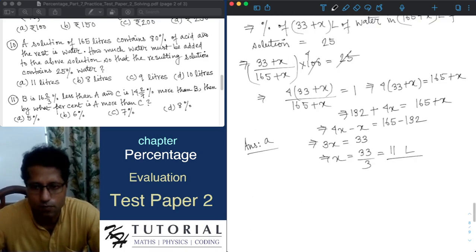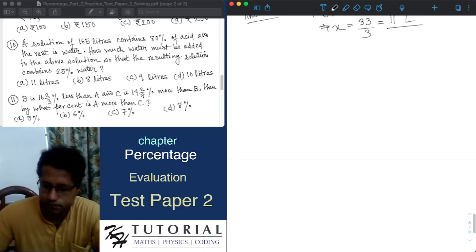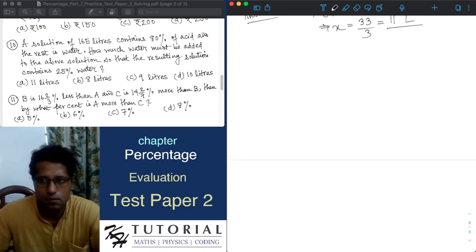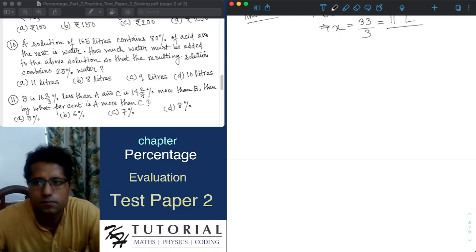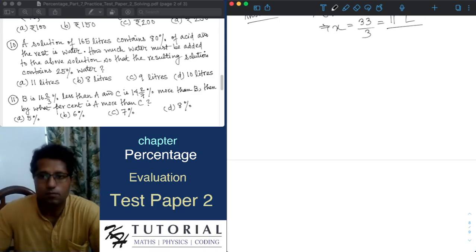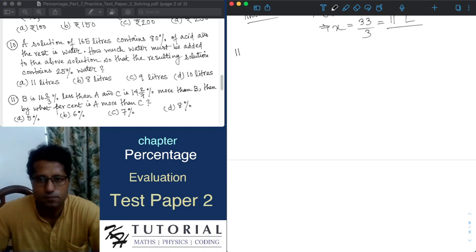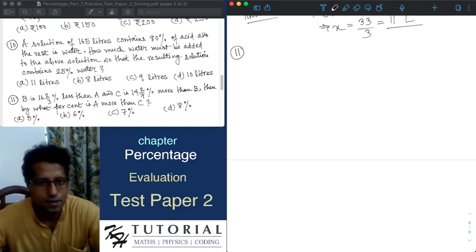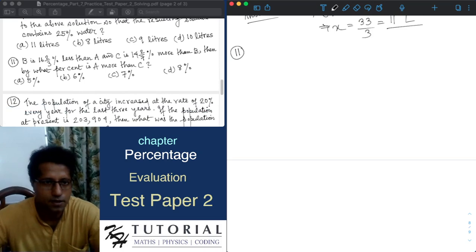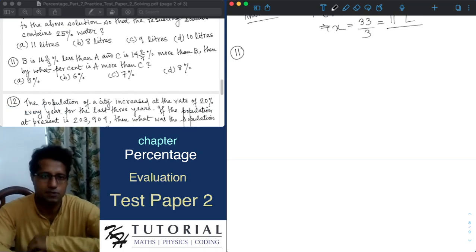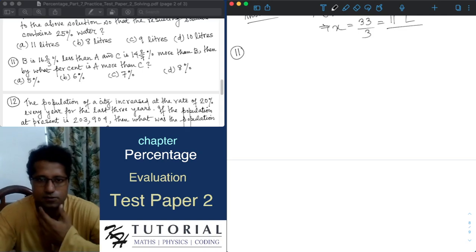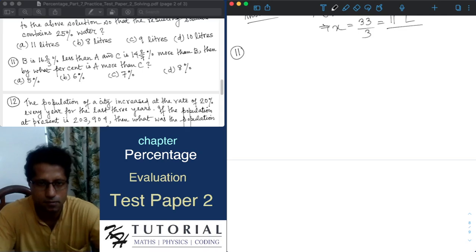Okay, let's do problem number 11. It says that B is 16 and 2 by 3% less than A, and C is 14 and 2 by 7% more than B. Then by what percent is A more than C?